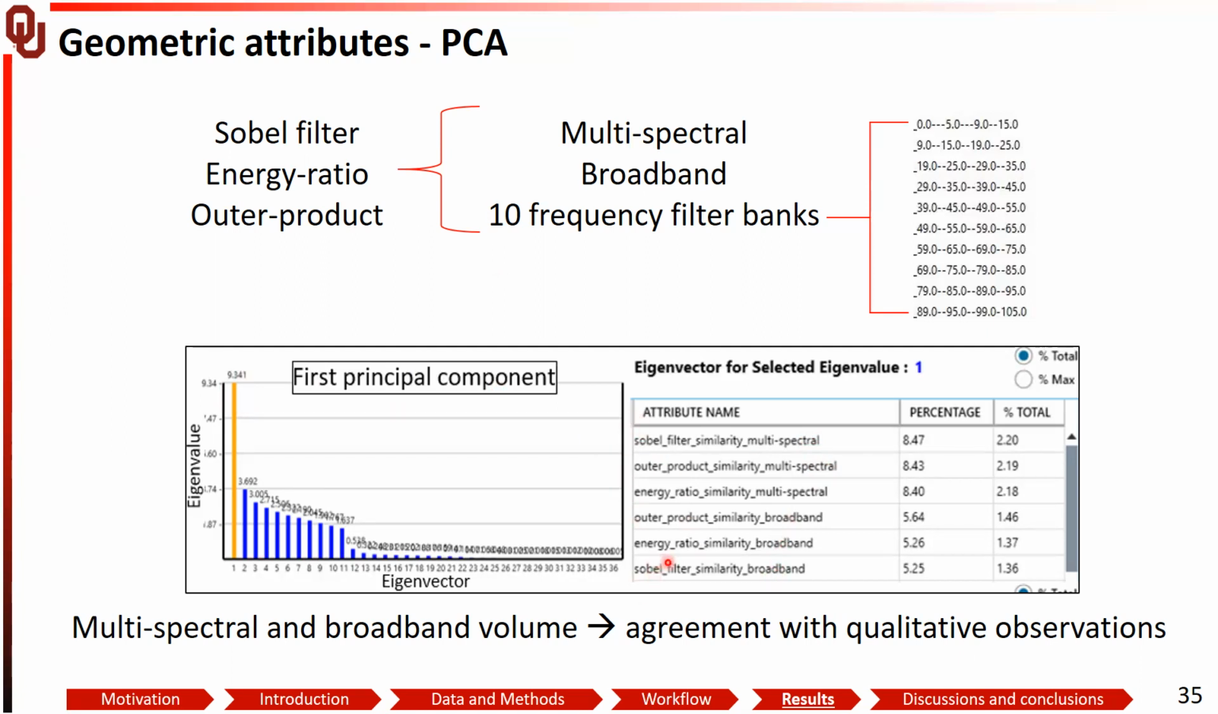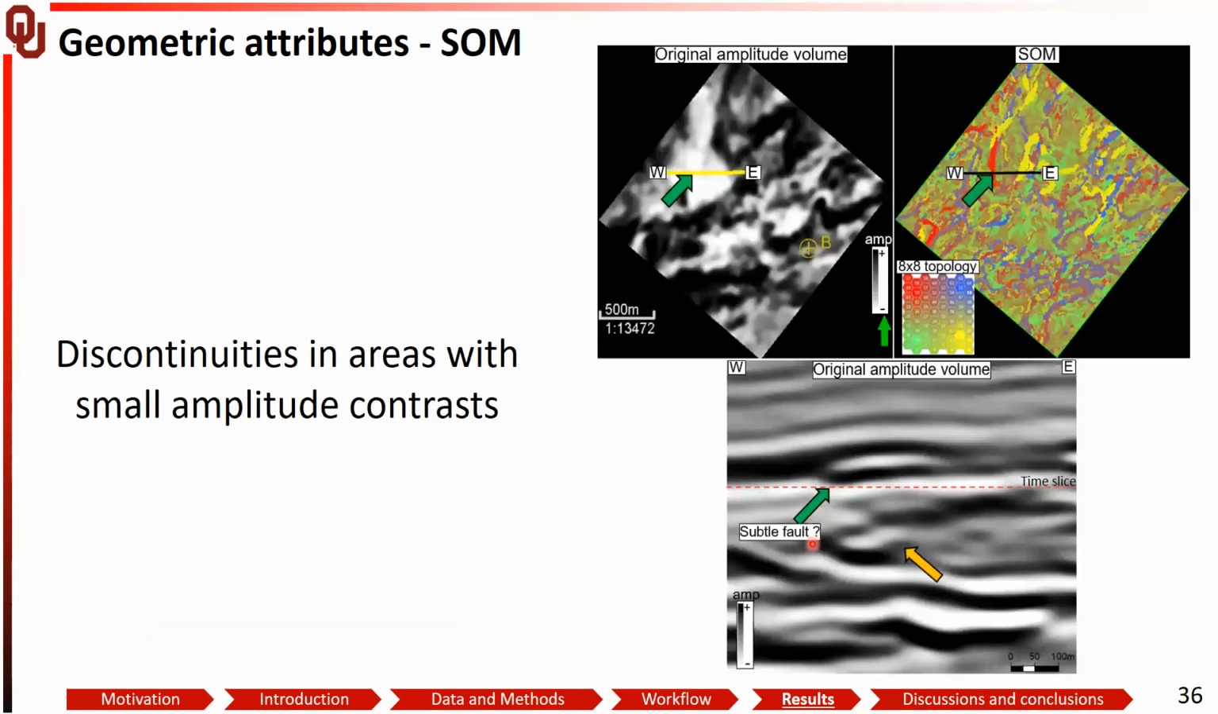This is in agreement with my observation that the broadband, for example, is a good volume to recover the fault geometry, and it's probably associated with the higher amplitude content of these volumes, and they're going to reflect in good identification of faults. After doing this type of exercise, I selected different attributes to use in self-organizing maps, and I noticed some improvements. Here I have one example.